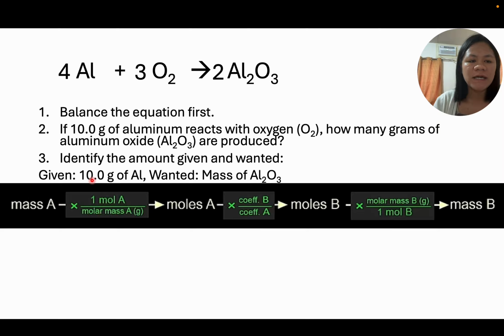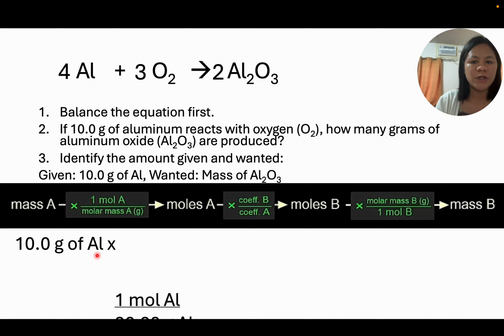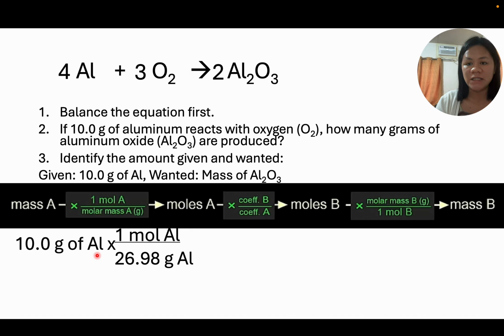Okay, so first, ang given natin is 10 grams of aluminum according dito. So the next step is we have to identify the molar mass of aluminum. So the molar mass of aluminum is this one, 26.98 grams. So since we already have our molar mass, we need to find the coefficients. We need to look at the equation. So aluminum is 4, and then what we are looking for is the Al2O3. So we're gonna need to look at the Al2O3, which is 2.